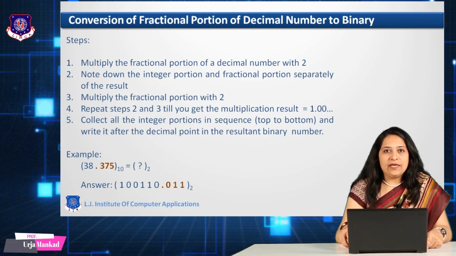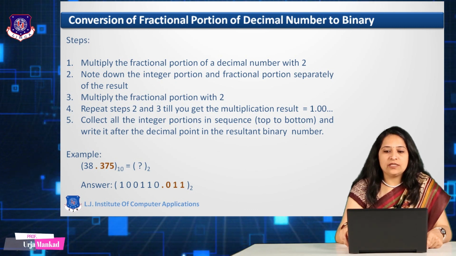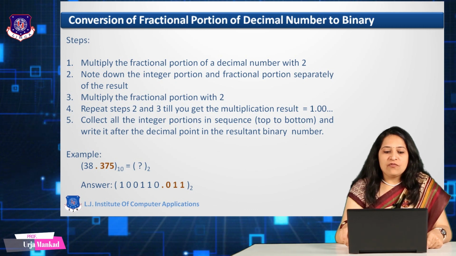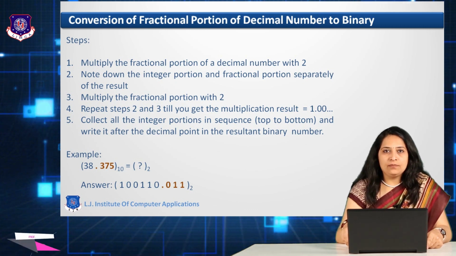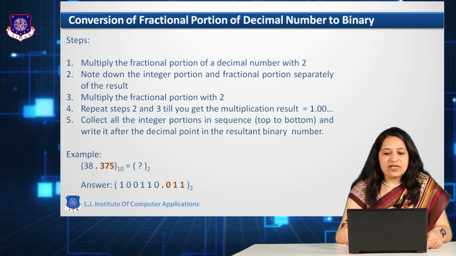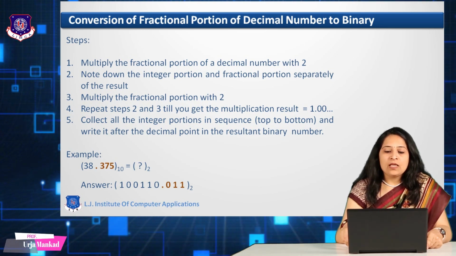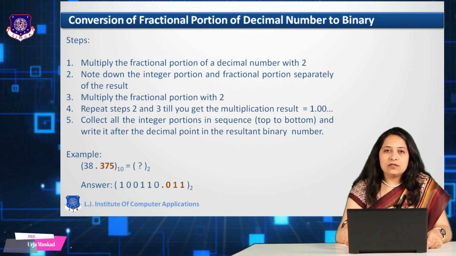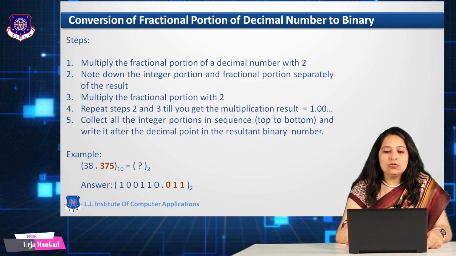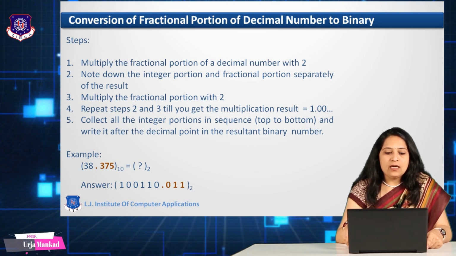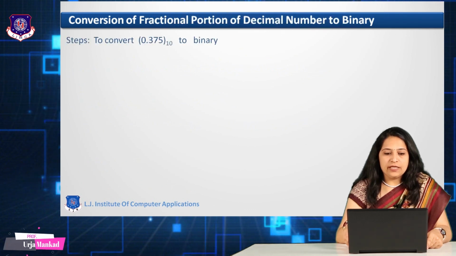Now, what will happen if we have a fraction portion in a decimal number? For a fractional portion, we have to multiply it by 2. Note down the integer portion and fraction portion separately. Multiply the fraction portion with 2 and repeat those steps till you get the result as 1. Now, let's see how it will be done.